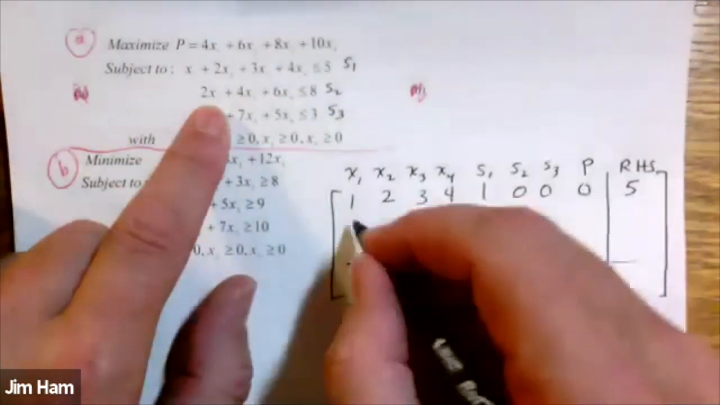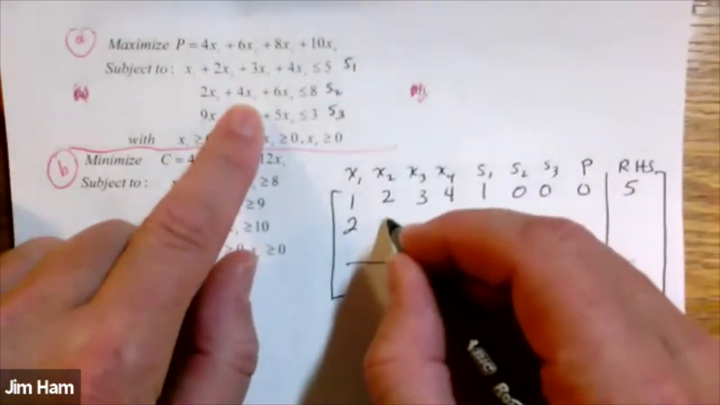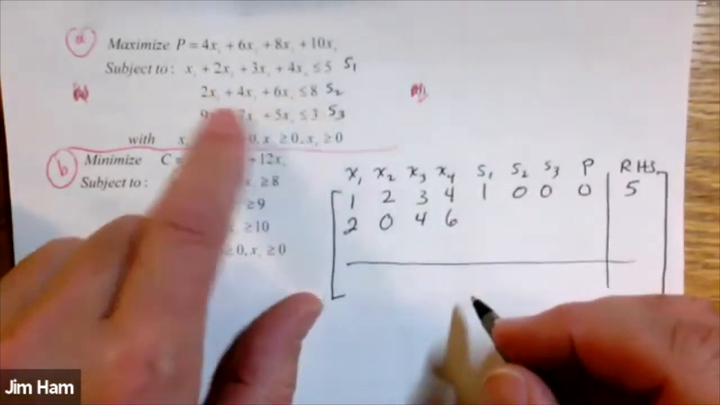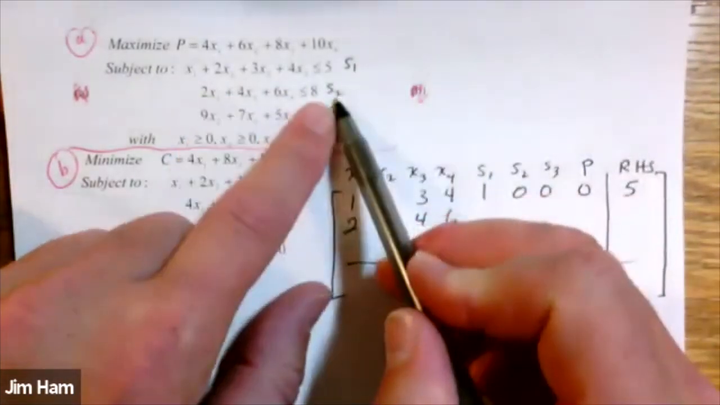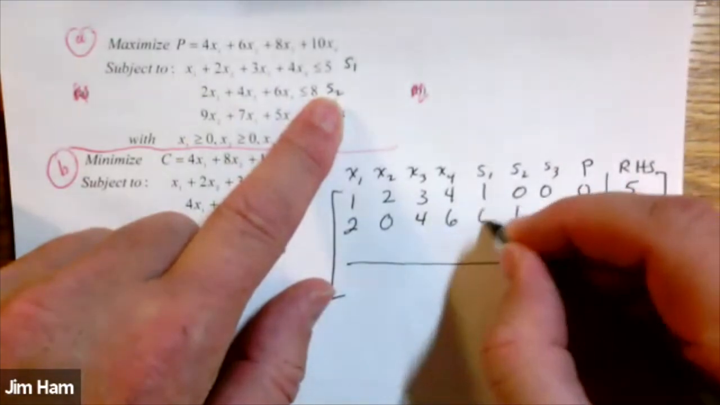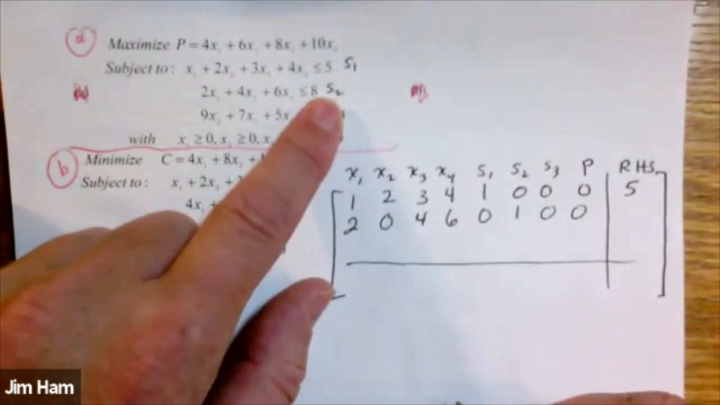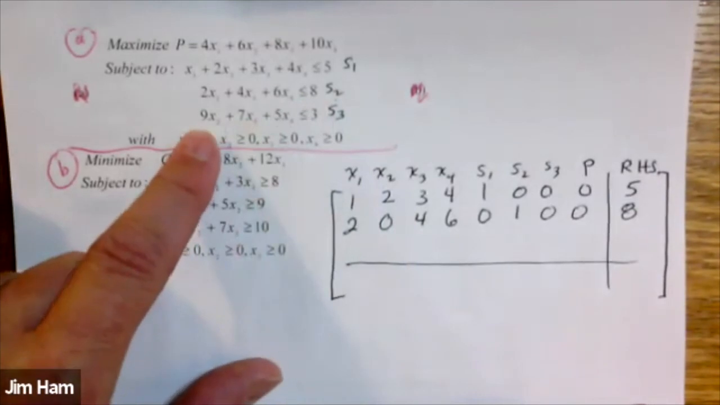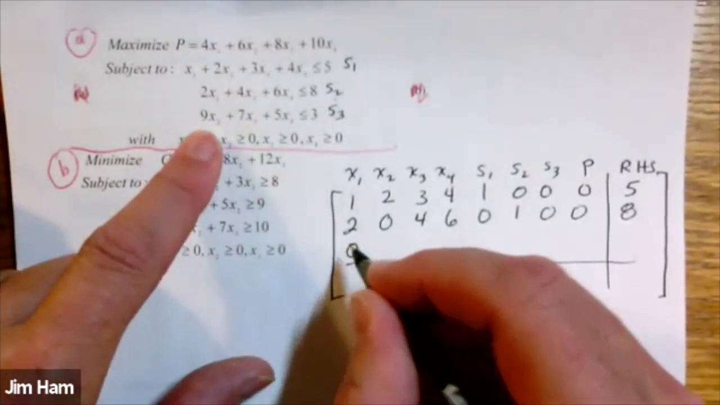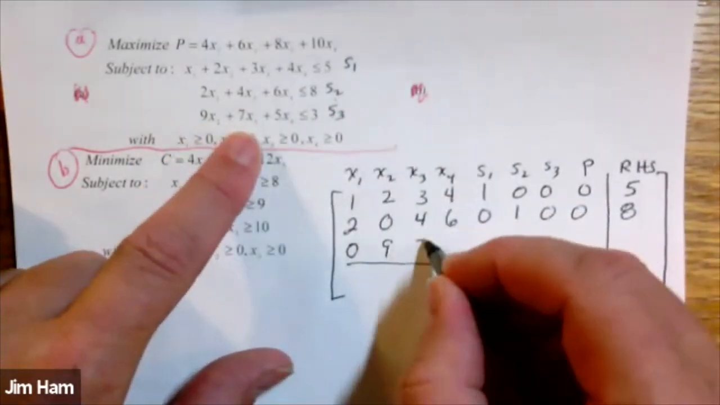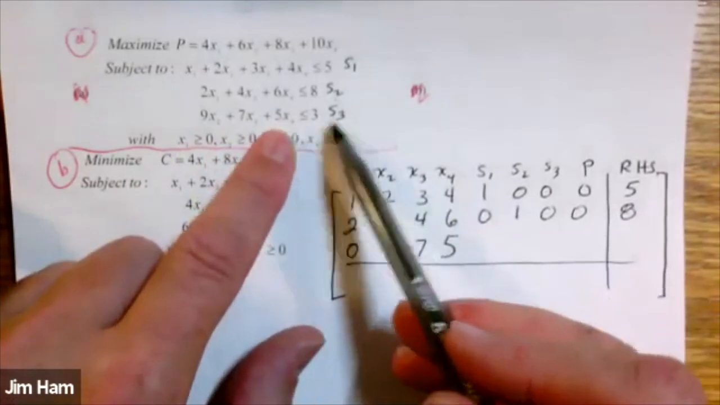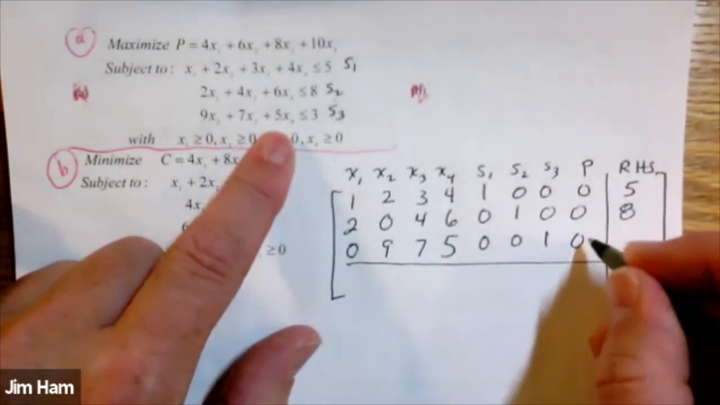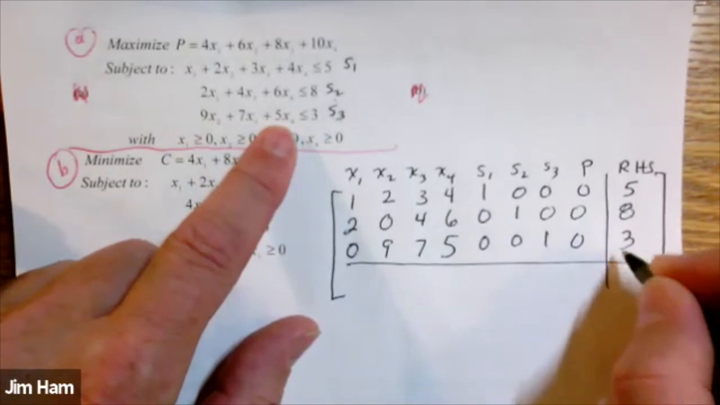Now the next one, 2x1, but there is no x2 in this constraint, so I'm going to put 0x2. And then 4, 6. This constraint is going to be written as an equation, and it's going to contain S2. So I want to put a 1 next to S2 in the S2 columns and zeros for the others because those other variables do not appear. And then 8 over there. And the last constraint doesn't look like there's an x1 anywhere, but 9x2, 7x3, 5x4. And then there's going to be plus S3, the third slack variable, but there's not going to be S1 and S2. No P in that equation either. And then we have 3.